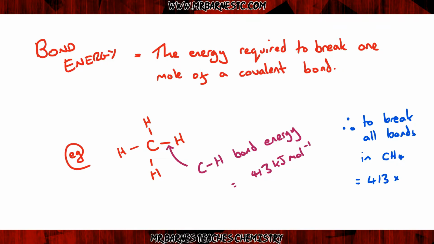So to do that, all you have to do is look at how many CH bonds there are, which in this case is 4, times by 413, and it gives me 1,652 kilojoules per mole to break all the bonds in methane.